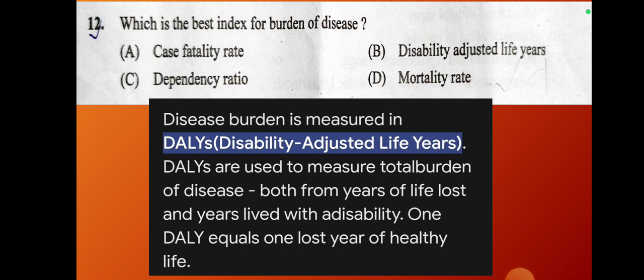Disease burden is measured in DALYs, disability adjusted life years. Disability adjusted life years are used to measure total burden of disease, both from years of life lost and years lived with a disability. 1 DALY, that is disability adjusted life year, equals 1 lost year of healthy life.